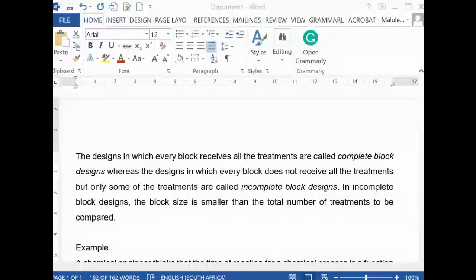Last week we discussed what a balanced incomplete block design is, and we also discussed why we call it balanced while it is incomplete. We discussed that last week.